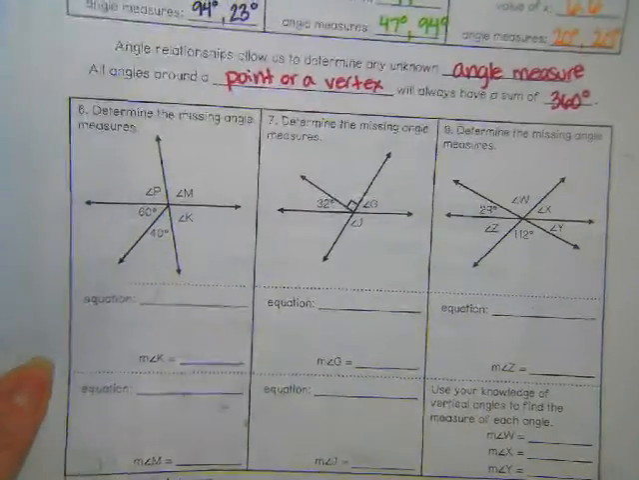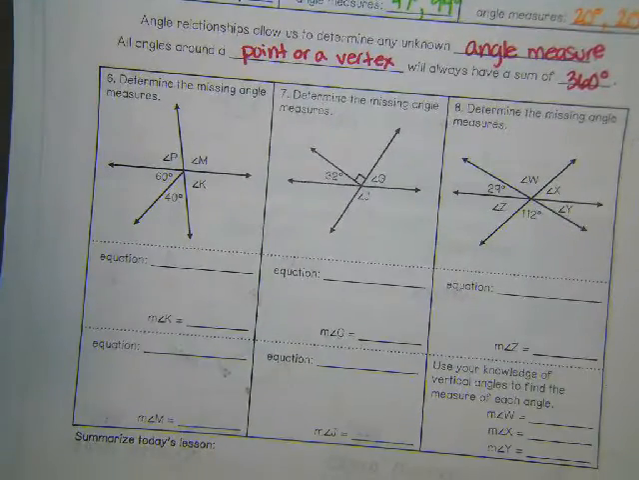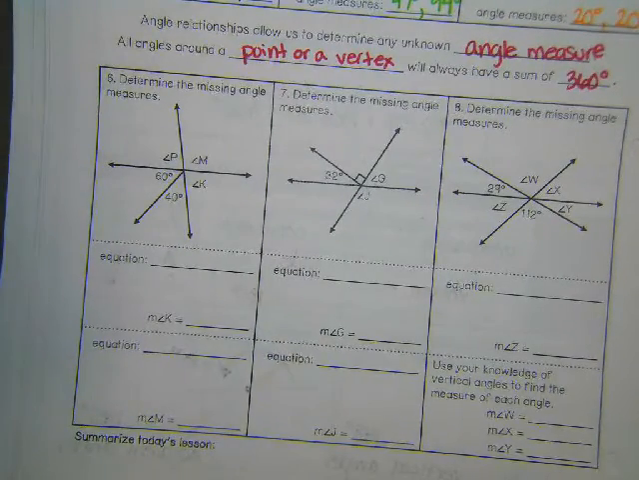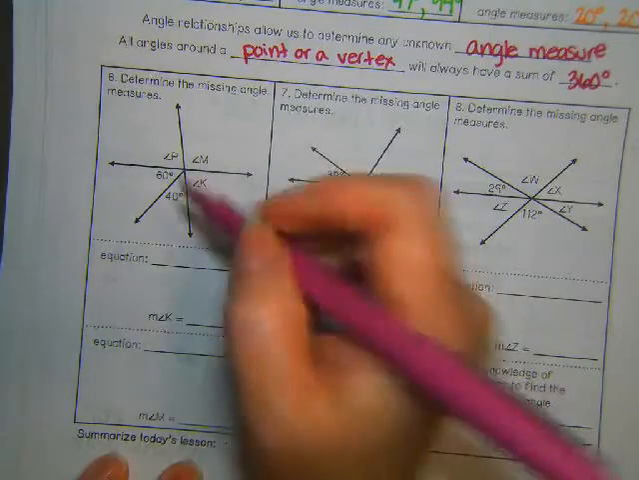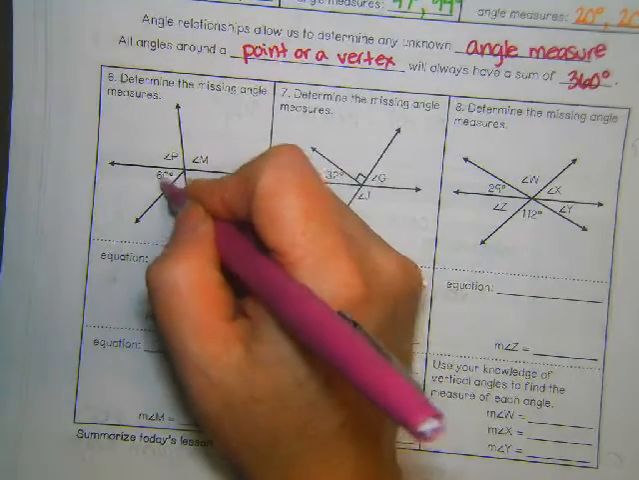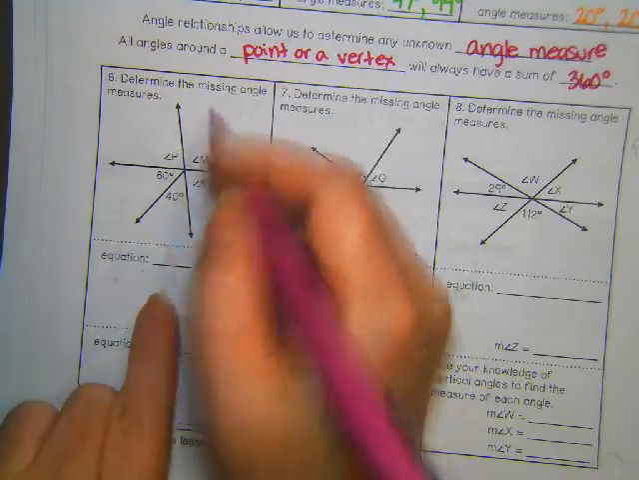So we can also solve these type of problems. Determine the missing angle measures. So in this case, we know right here that this is 100. So we're going to say 60 plus 40 is 100.